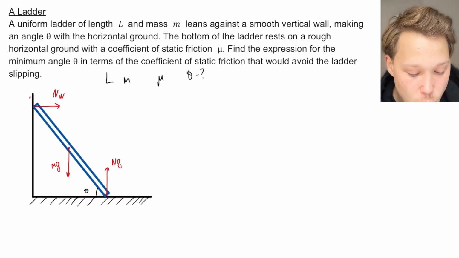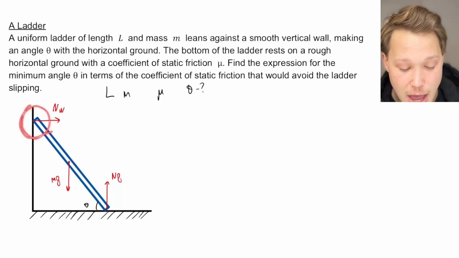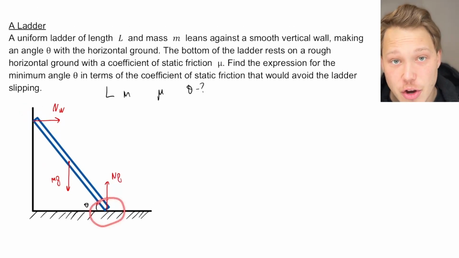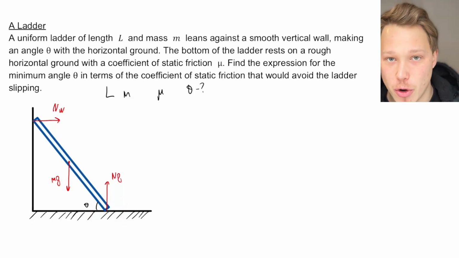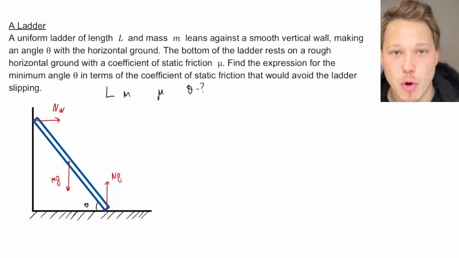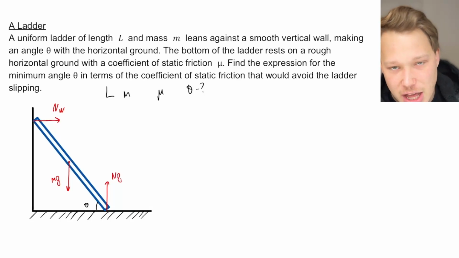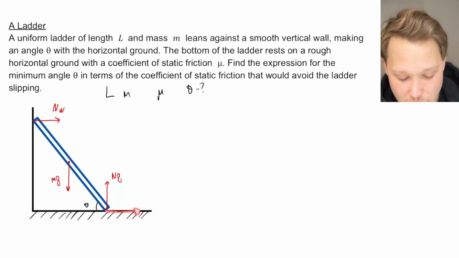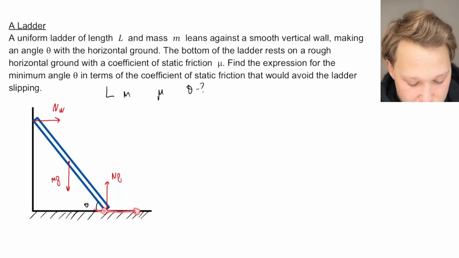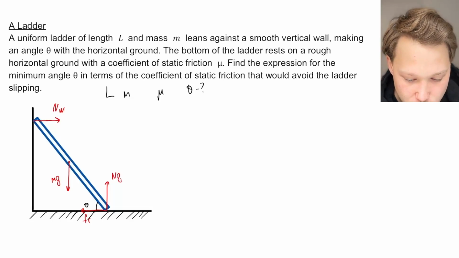Now, it says that the wall is smooth, therefore there's not going to be any friction here. However, the ground is rough, therefore there will be friction. Now let's think in which direction the friction is going to be pointed. Friction is always pointed opposite to the direction of motion. So think about, where does this ladder want to move? It wants to slide down, therefore the bottom wants to move to the right. Therefore the friction would be pointed to the left. So over here would be the force of friction.